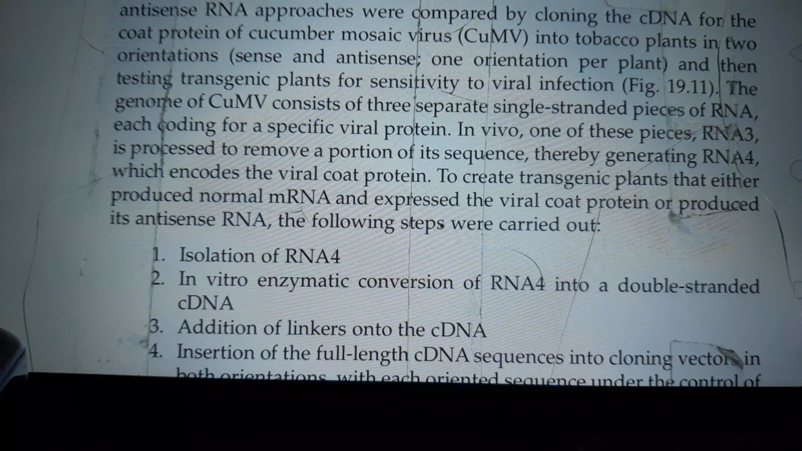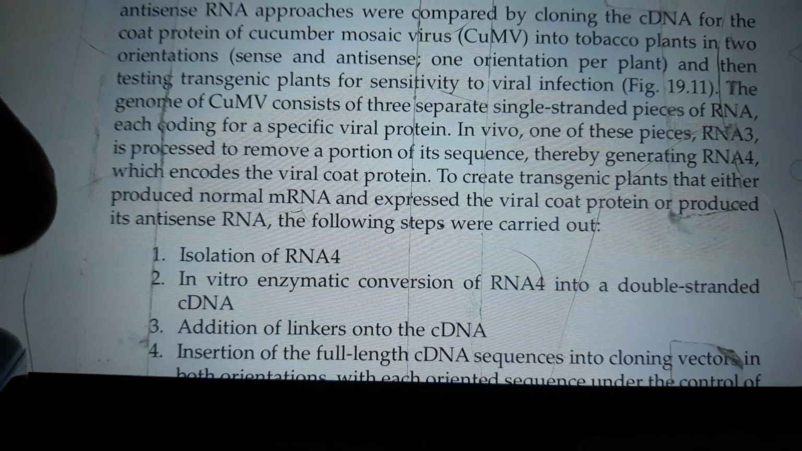The genome of CMV consists of three separate single-strand pieces of RNA, each coding for a specific viral protein. In vivo, one of these pieces, RNA3, is processed to remove a portion of its sequence, thereby generating RNA4, which encodes a viral protein.